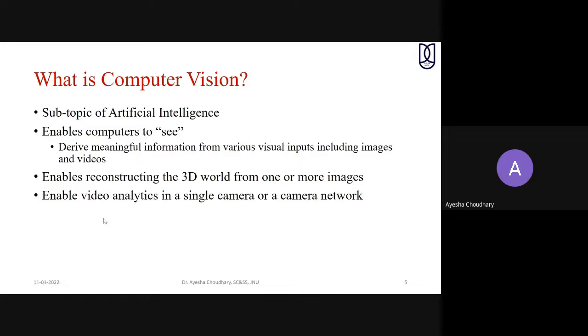Now, what is computer vision? It is a subtopic of artificial intelligence which enables computers to see. When I say see, when we see something, we are also able to derive information from it. Our brain works along with the eyes to analyze and say what it is that we are looking at. Similarly, a camera is only able to see. It is only able to image something. However, we need to have algorithms on top of it which can tell us what exactly we are seeing and which can reconstruct the 3D world from images.